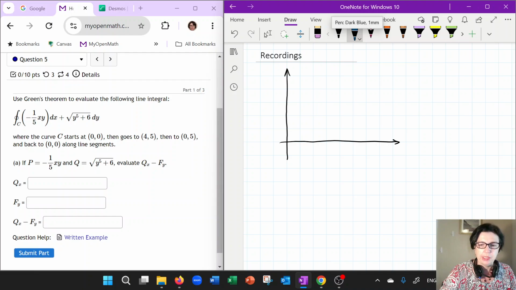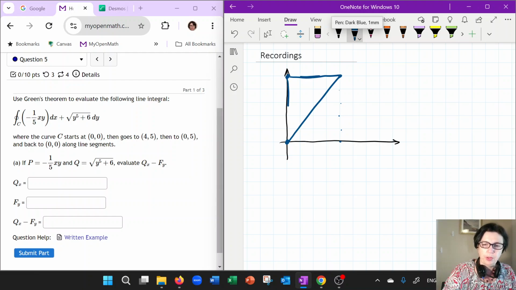The curve starts at (0, 0), then it goes to (4, 5). So 4 here, and 1, 2, 3, 4, 5 over here. All right, so this is going to be (4, 5). Then it's going to come back to (0, 5), so it'll be here. And then it'll go back to (0, 0).